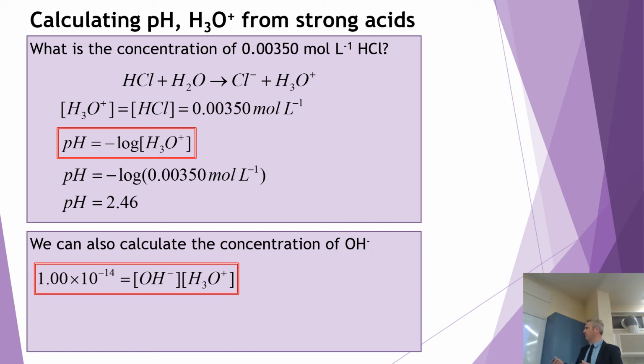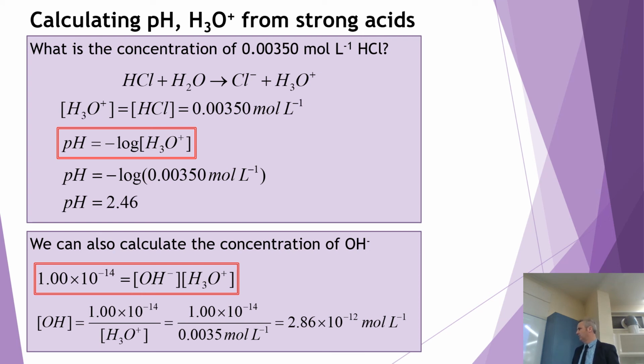Because we've added this common ion of H3O plus, I can work out what concentration the OH minus has to be so that it equals 1 times 10 to the negative 14. Because the multiplication of these two always equals 1 times 10 to the negative 14. And if I've said my acid equals this number, what is my base equal? Well, I just rearrange this equation. So I move the H3O plus to the other side, put it underneath the fraction, and I get 1 times 10 to the negative 14 divided by this equals 2.86 times 10 to the negative 12.